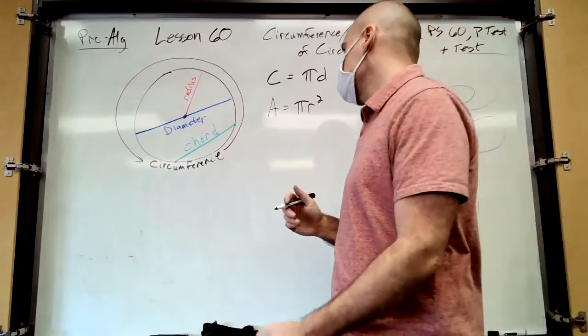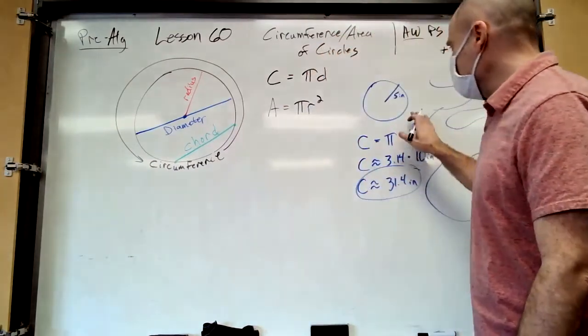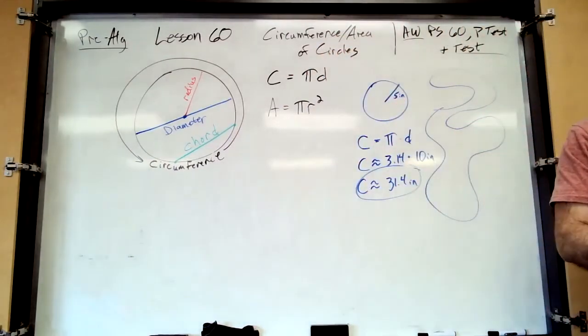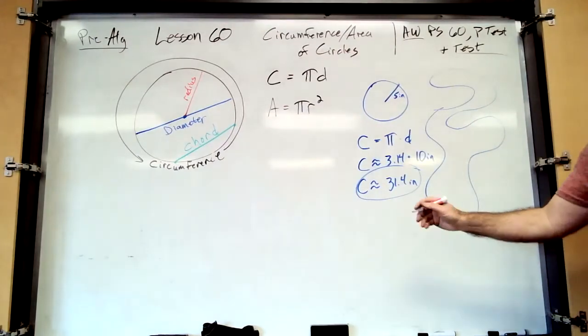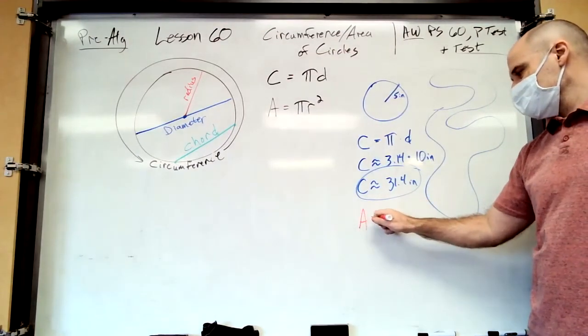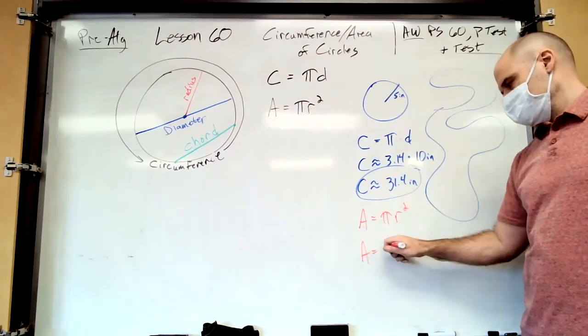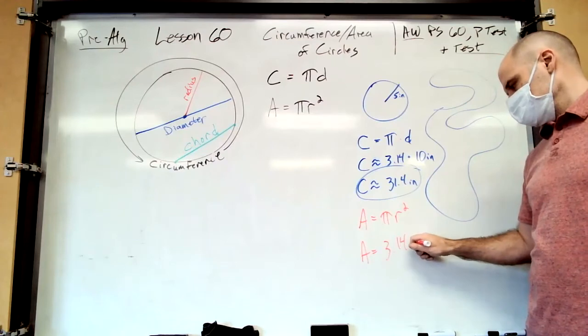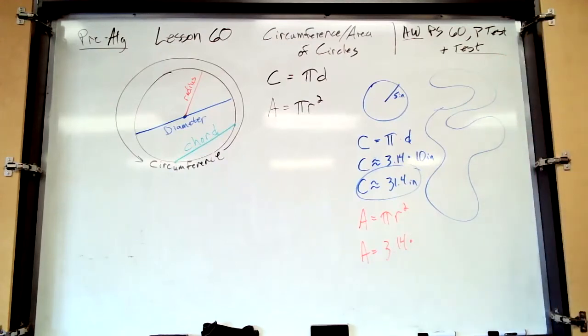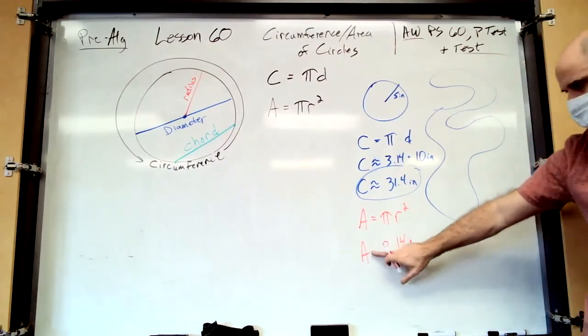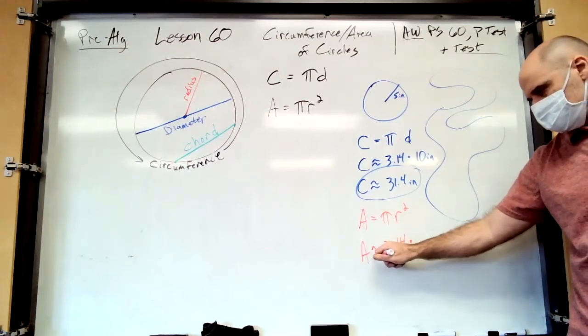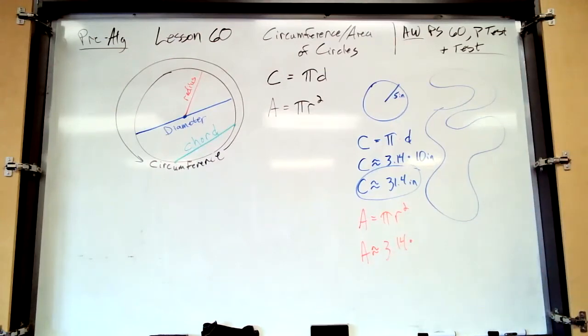I just can't even. Okay, so how do you find the area of this guy? Yes, pi r. Figure out the area. What's the area? Wait, hold on. What are we doing? Find the area of that same circle.